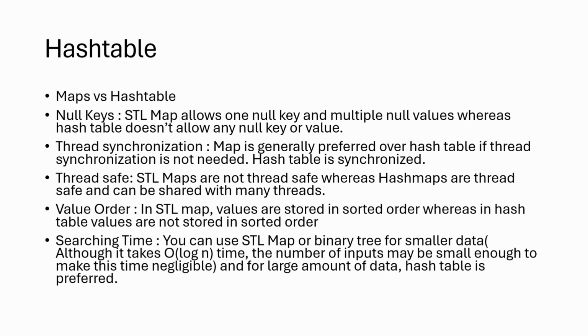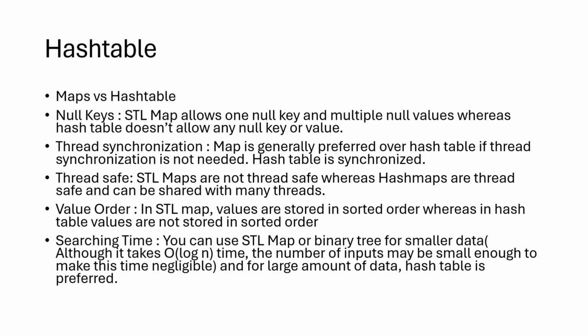The other thing is thread synchronization. Map is generally preferred over hash table if there's thread synchronization involved, because the hash table is synchronized. Thread safe. Maps are not thread safe, whereas hash table is thread safe. Value order. Values are stored in sorted order in a map, whereas in hash table, values are not in sorted order. That's also another key difference, which is easier to remember.